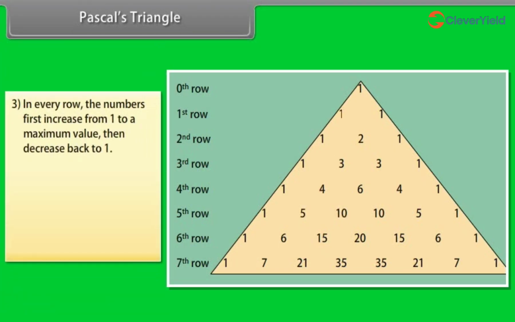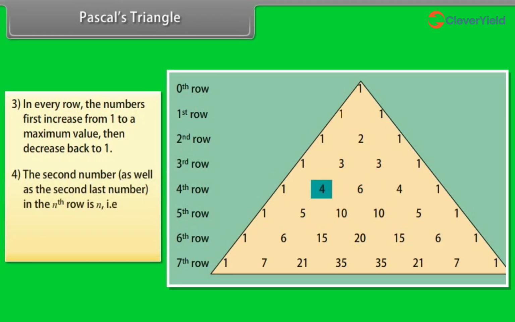In every row, the numbers first increase from 1 to a maximum value, then decrease back to 1. The second number as well as the second last number in the nth row is n, that is, nC1 = nC(n-1) = n.